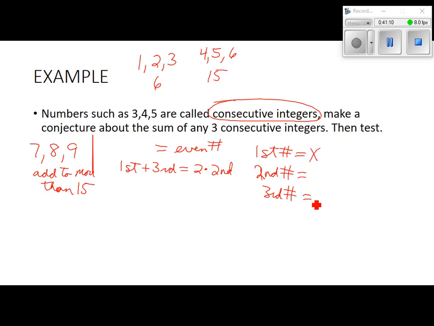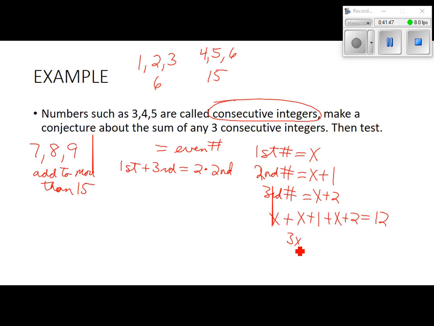Now here's where everybody gets confused. Let the first number be X, because we don't know what it is. Are we going to let the second number be Y? No. If they're consecutive integers, what's that next number going to be in relationship to this X? X plus 1. What's the third number going to be in relationship to that X? X plus 2. Then I said the 3 of them add up to 12. Could I set up an equation from that? Yeah. The first number plus the second number plus the third number equals 12.